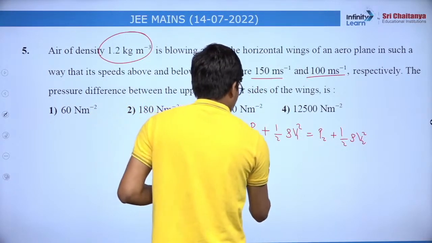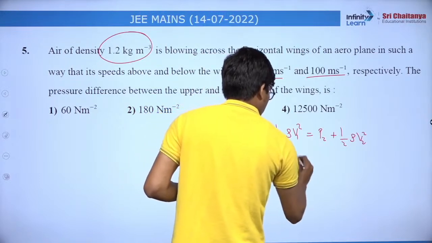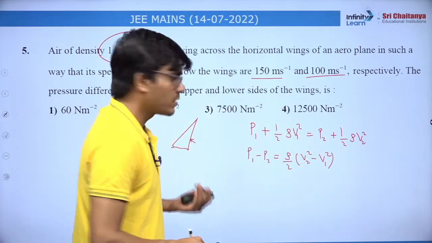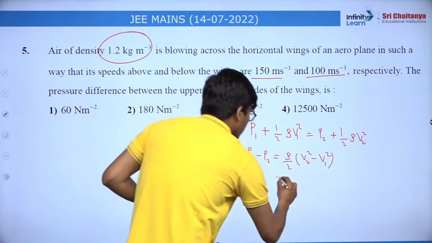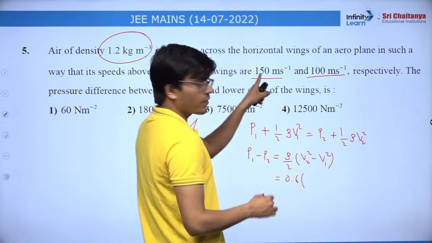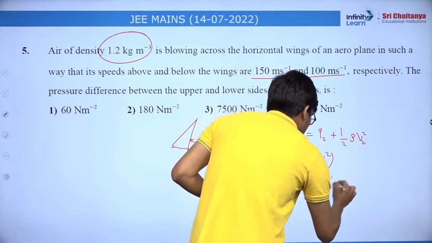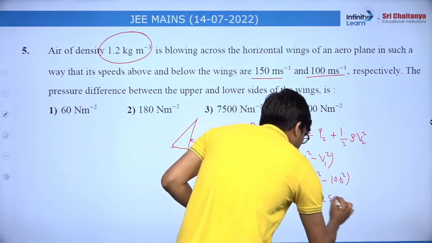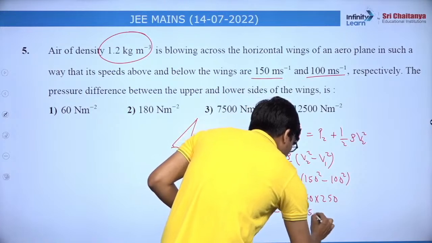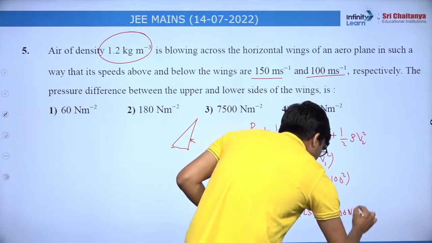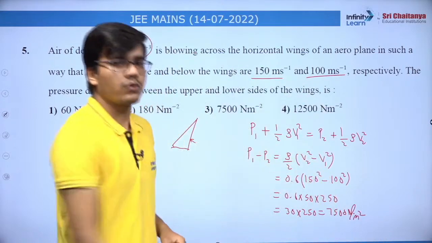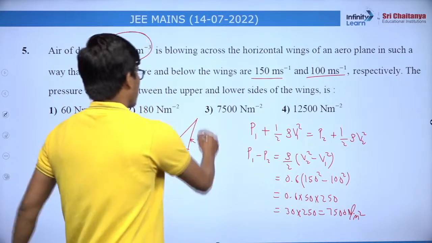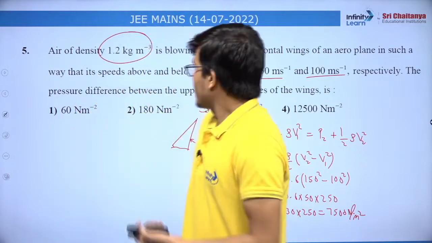So you can write that the pressure difference is equal to rho by 2 into (V2 square minus V1 square). Rho is basically the density of air, which is given to you as 1.2, so it will be 0.6. V2 square minus V1 square means 150 square minus 100 square, a square minus b square you should apply here, so it will be 50 into 250, so 30 into 250, so your answer is 7500 Newton per meter square. And obviously the pressure below is higher, that is why the aeroplane will lift up, right? So 7500 Newton per meter square, the third option, is the right answer.